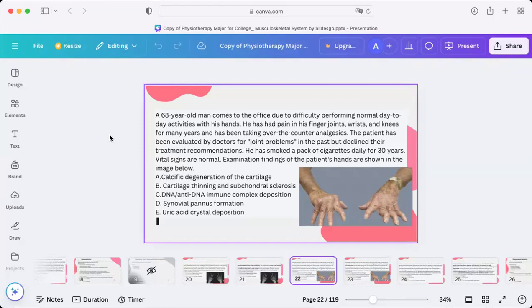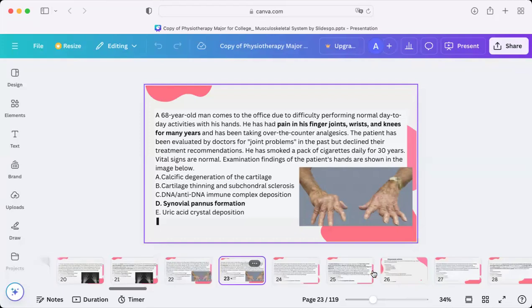Since you're asking about it, tell me how SLE would present and why, obviously, this is not SLE. Good job. You guys are doing great. And of course, like any other autoimmune disease, it's more common in women of childbearing age. So you guys got the right answer. It is synovial pannus formation.